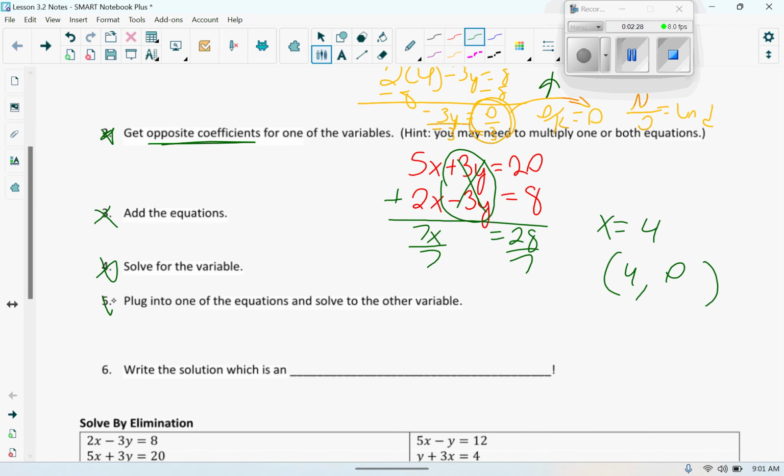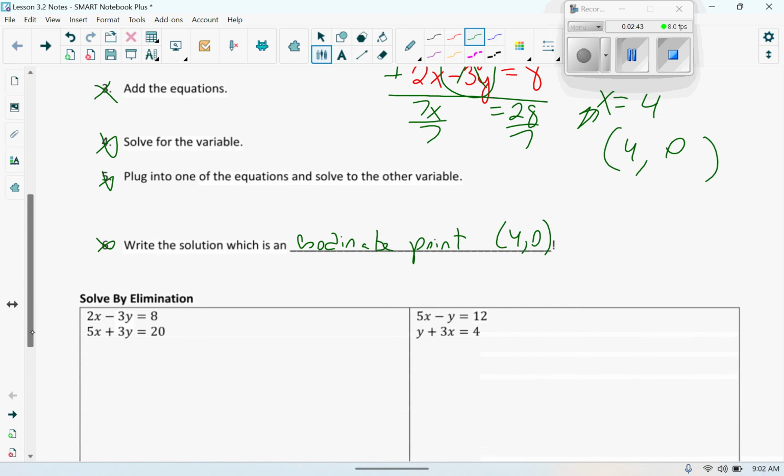And number 6 says write the solution, which is a coordinate point. Make sure you know that. Make sure you don't stop after just solving for x. And it's going to be 4, 0. Okay, so we've already done this one. This was our example here. So we're not going to do that one again. Let's set this next one up.